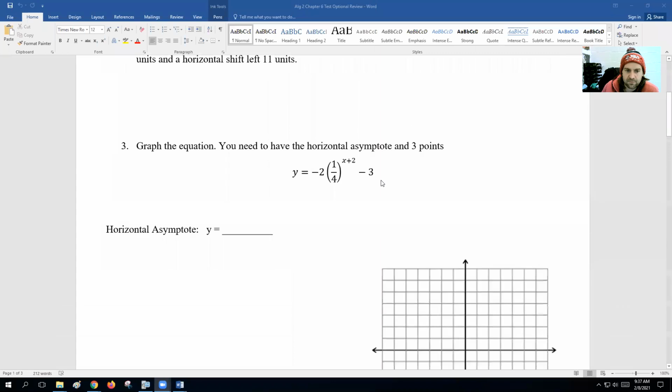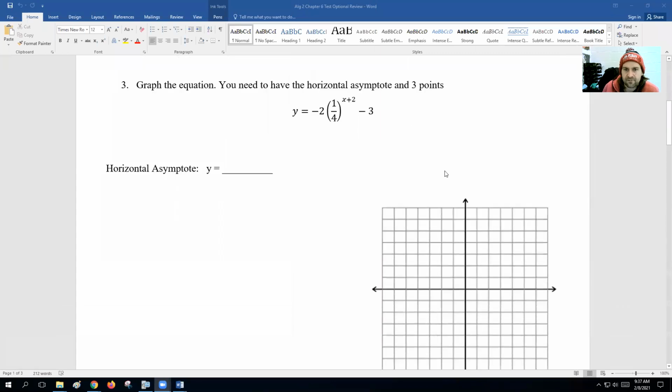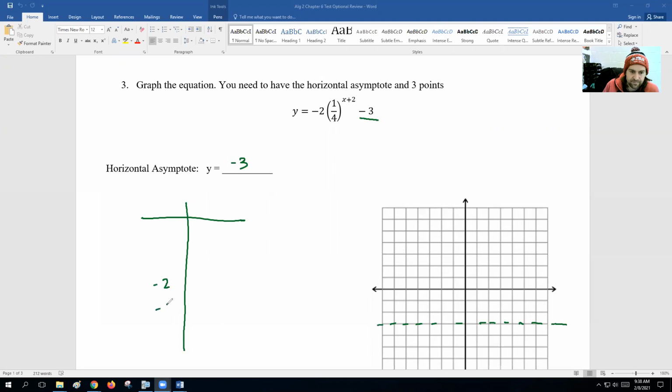All right, graph the equation here. And you have a horizontal asymptote. The horizontal asymptote, which would be the lowest point of this graph, would be y equals right here, -3. So we'd have it right here at -3. Next, what we could do is make a table here to help us find some other points. Now, normally we start at 0 and do some above or some below, but we're actually going to shift that over 2 spots. So we're going to put -2 in the middle, go up, and then go down.